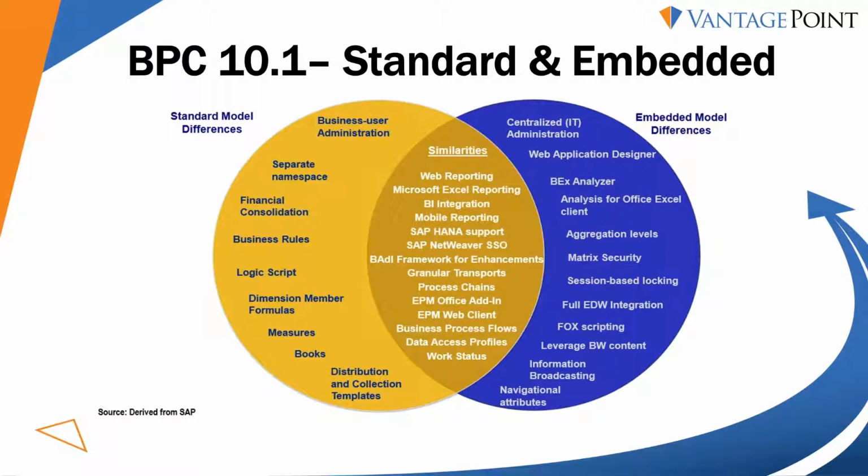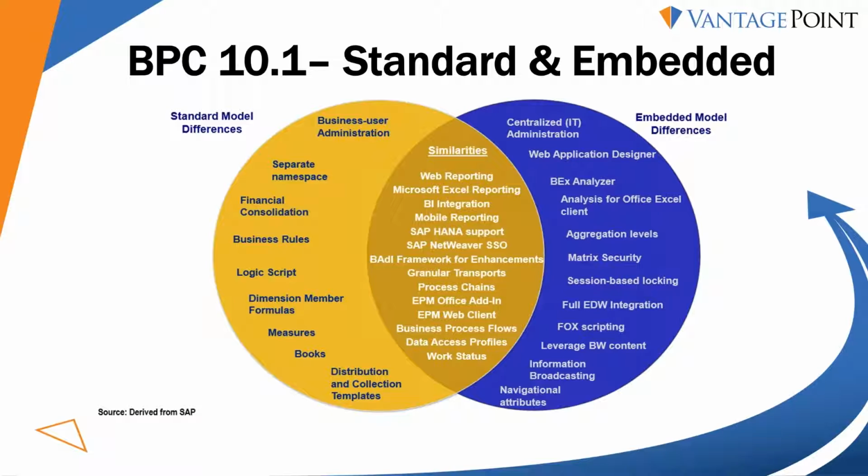How are the standard and embedded models of VPC 10.1 the same and different? We've put together a little Venn diagram. SAP has one. We've enhanced and modeled it uniquely. In the orange here is the standard VPC model, which is pretty much the legacy VPC structure of how it always was, whereas the embedded model is more the integrated planning construct.